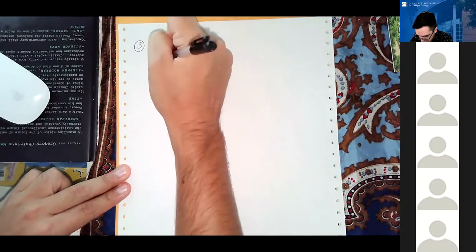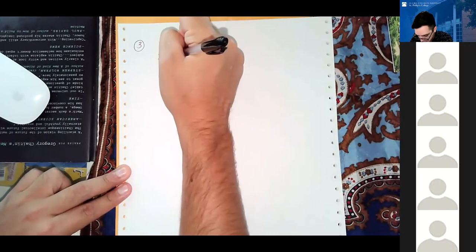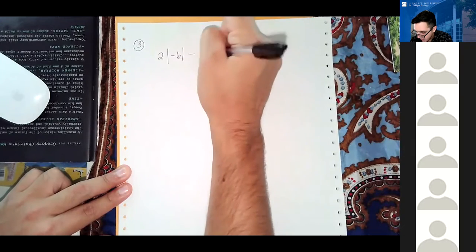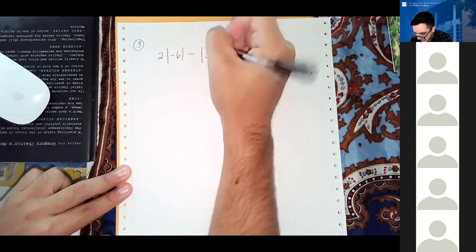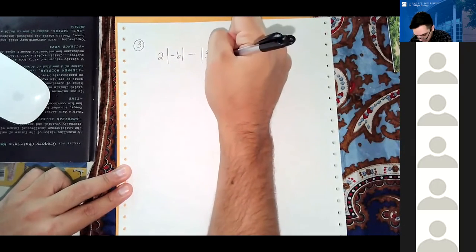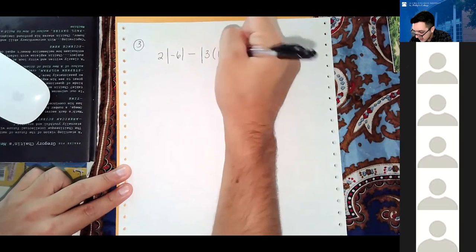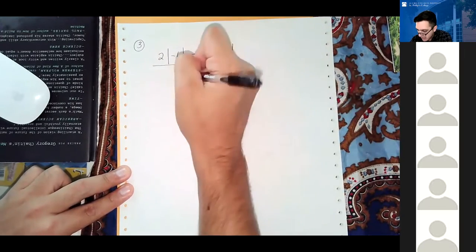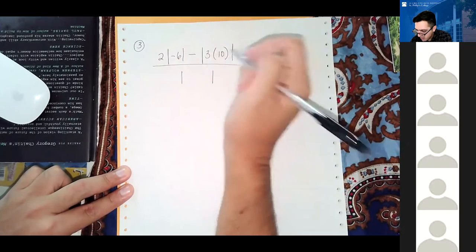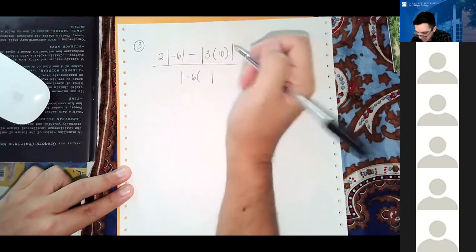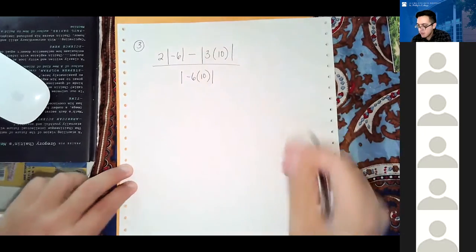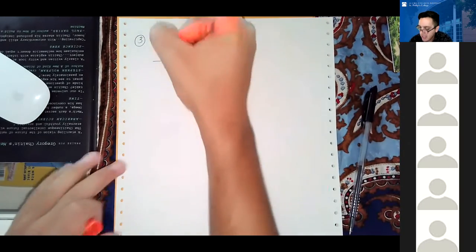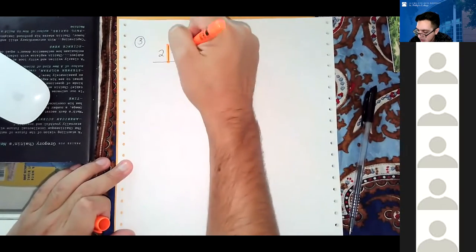Let's look at 2 times the absolute value of -6 minus the absolute value of 3 times 10, all of that over the absolute value of -6 times 10. And just to emphasize the absolute value bars, I'm going to highlight them in orange.